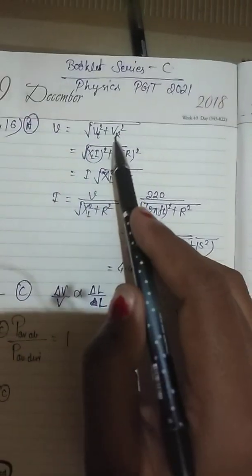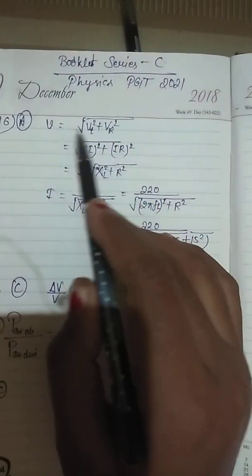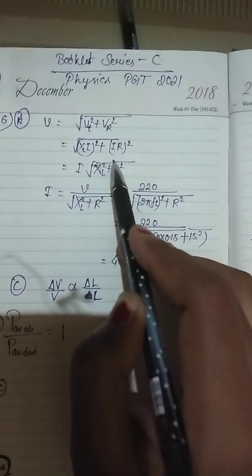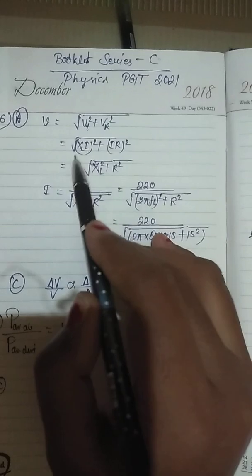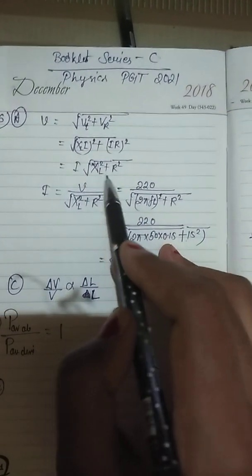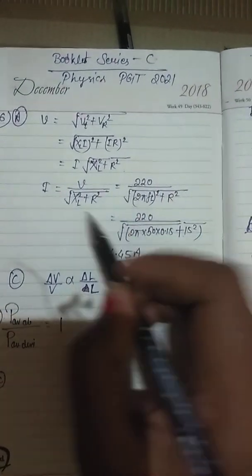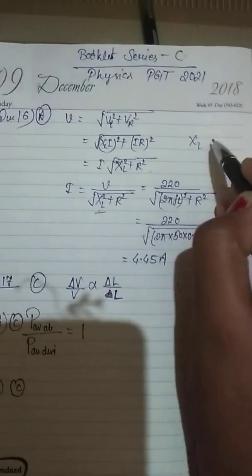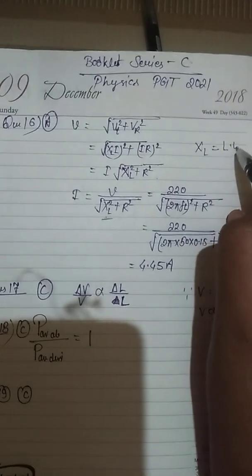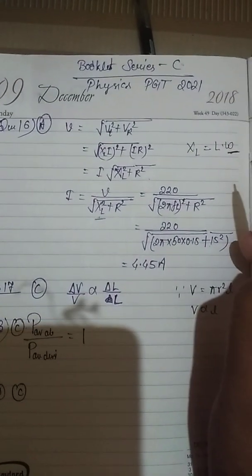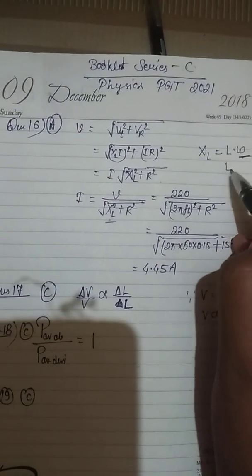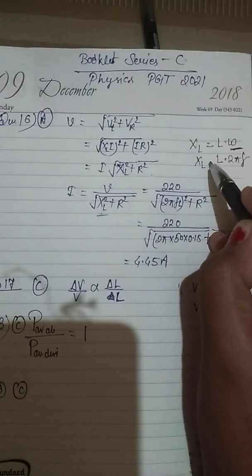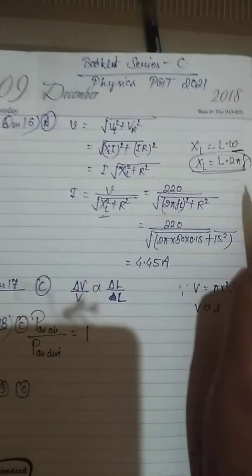V should be what? Under root VL square plus VR square, and the value of VL should be what? XL into I, whole square, and IR square. I will be taken as common, so we will get under root XL square plus R square. XL is what? XL means L into omega, where omega is angular frequency and its value is 2 pi f. So finally at the place of XL we can write 2 pi fL.